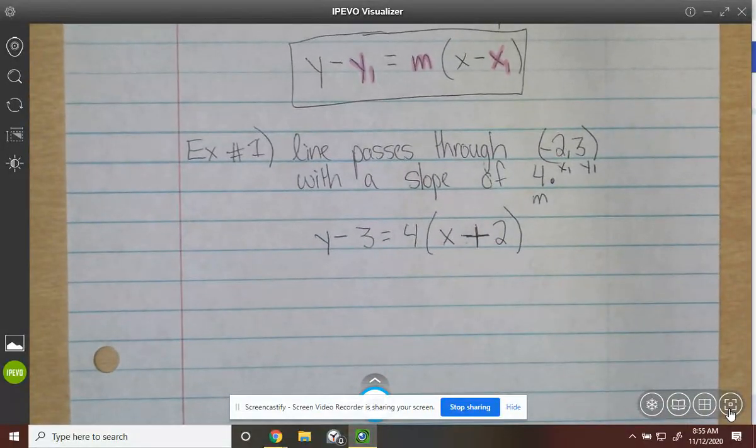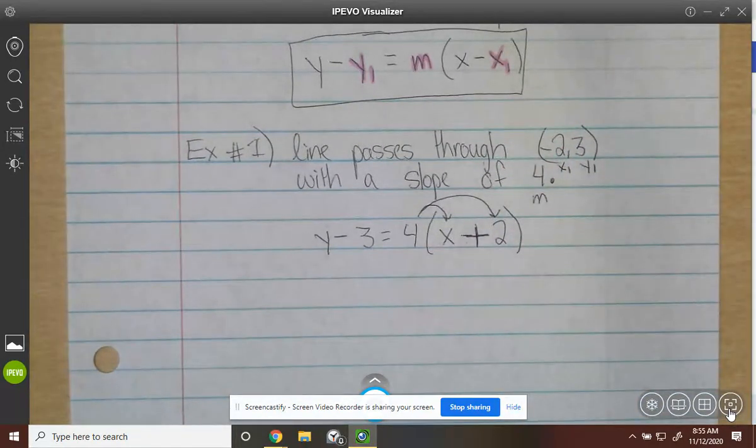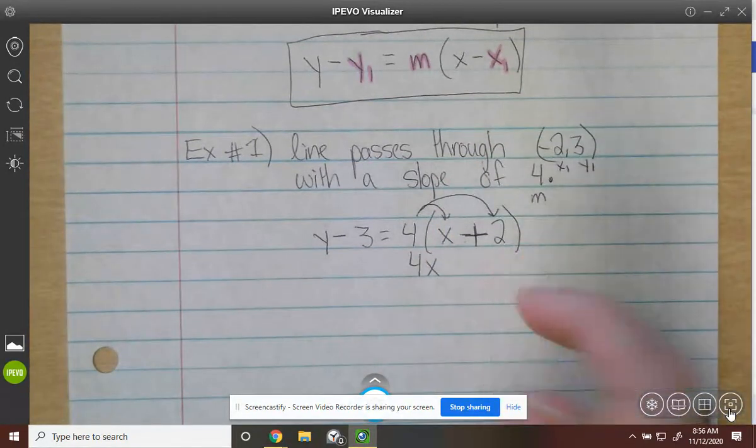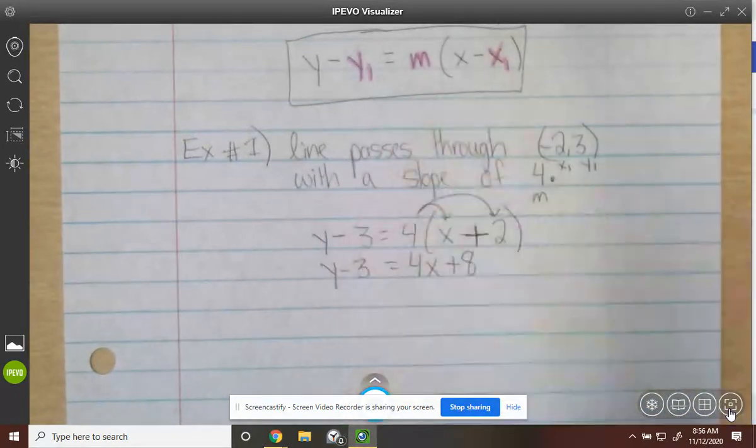Okay, from here, we have to turn this into slope-intercept form, so we have to clean everything up. So the first thing we're going to do is distribute on this side. So 4 times x is 4x. 4 times 2 is 8. Over here, we still have y minus 3.